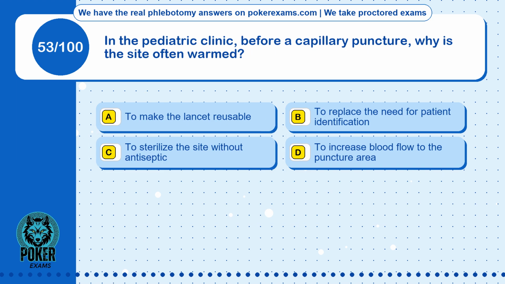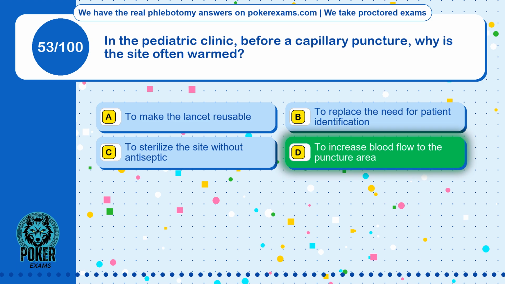Question 53. In the pediatric clinic, before a capillary puncture, why is the site often warmed? Option A. To make the lancet reusable. Option B. To replace the need for patient identification. Option C. To sterilize the site without antiseptic. Option D. To increase blood flow to the puncture area.